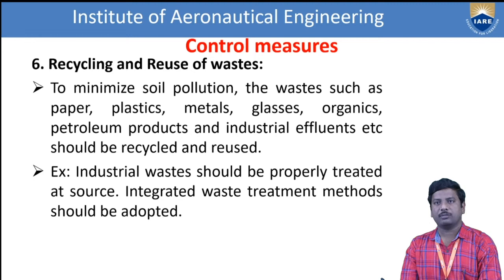And the sixth one is nothing but recycling and reuse of waste. To minimize soil pollution, waste such as paper, plastics, metals, glass, organics, petroleum products, and industrial effluents should be recycled and reused. For example, industrial waste should be properly treated at source. Integrated waste treatment methods should be adopted in order to reduce industrial effluents.